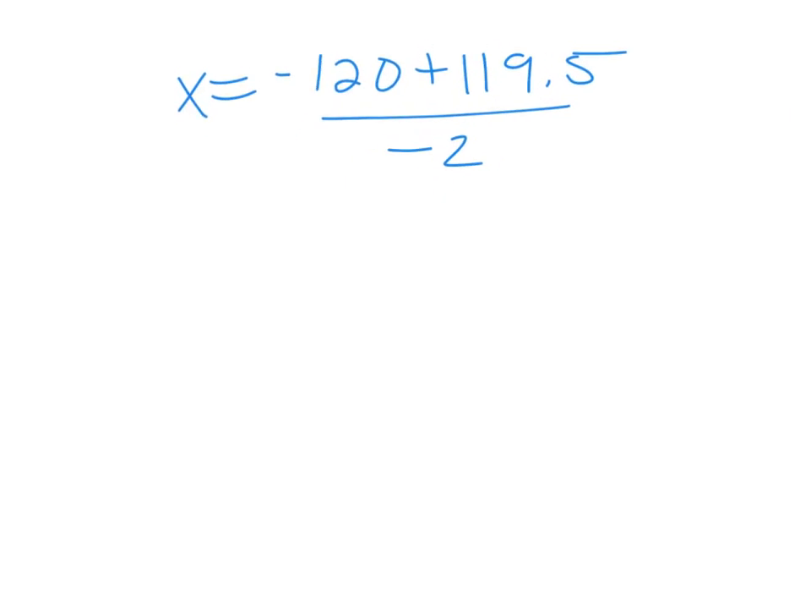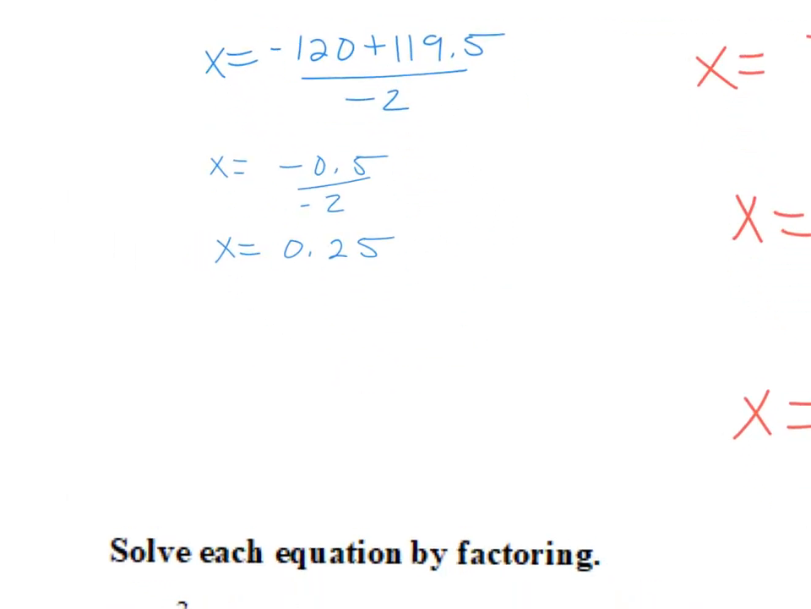Okay, and then so let's go ahead and figure that out. So I've got -120 plus 119.5. So I end up with -0.5 divided by -2. And I end up with 0.25. That's not selling very many, is it? Let's try the other one here.